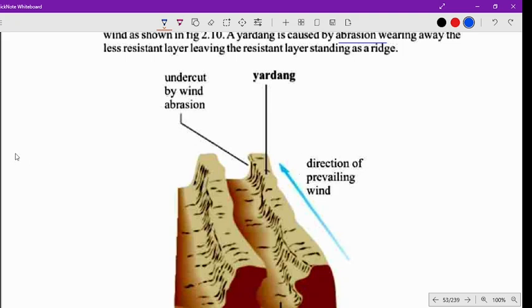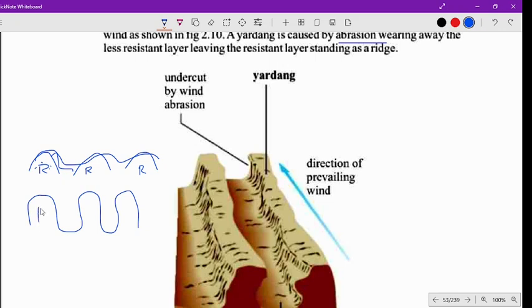So the prevailing wind will start off, let's say our surface is like this. Then as the wind blows, now we have got resistant layers underneath. So the wind will start to erode away parts of this. They will start to erode all these weaker rocks. The resistant rocks are left. This is a resistant, this is a resistant, this is a resistant. So as abrasion continues, we will get ridges that look like this.